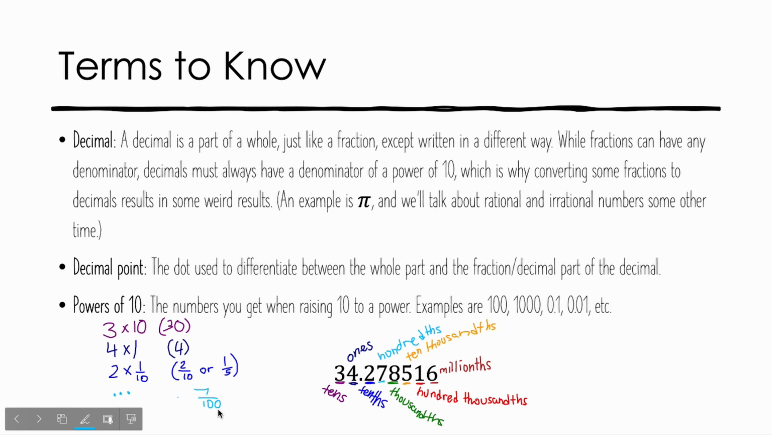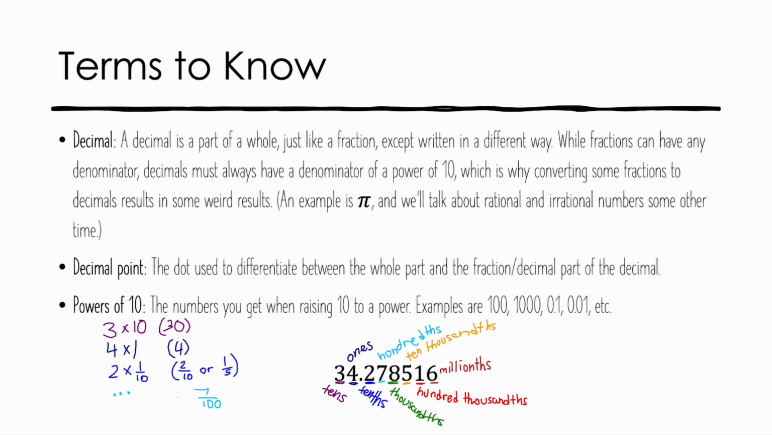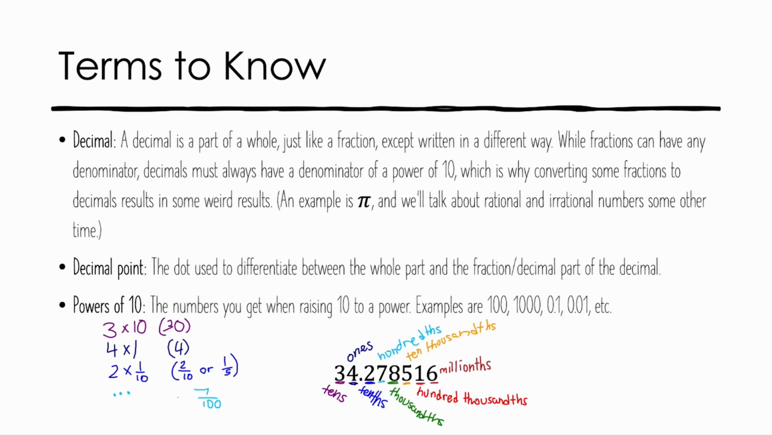You can see that the denominator is 100, while fractions can have any denominator they choose. Decimals must have a denominator of a power of 10, which is why it makes it so hard to convert some fractions into decimals. For example, pi, and pi doesn't have a fraction equivalent because it's really crazy. Alright, so let's move on.